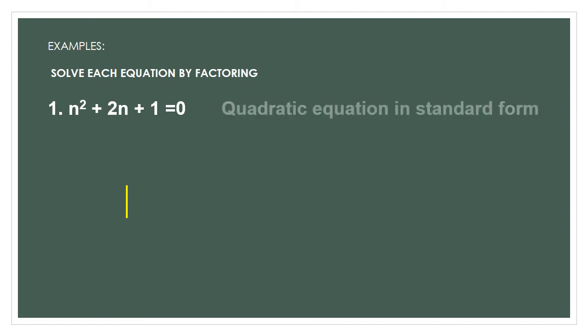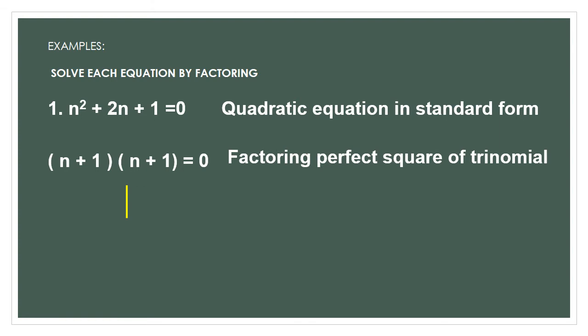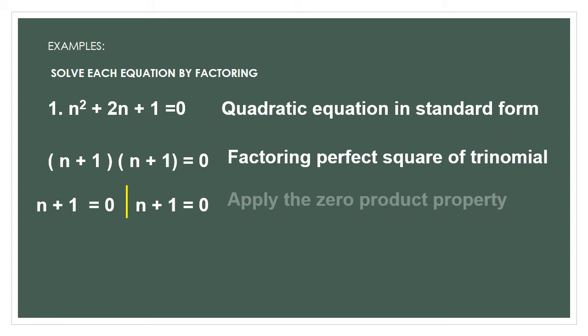So, ito na ngayon ang magiging factors: quantity n plus 1 times quantity n plus 1 equals 0. Okay, so by applying the zero product property, by setting each factor of the quadratic expression equal to 0, we now have n plus 1 equals 0 and n plus 1 equals 0. So as you can see, class, pinagtag-isa lang natin yung ating nakuhang factors na inequate natin doon sa 0.